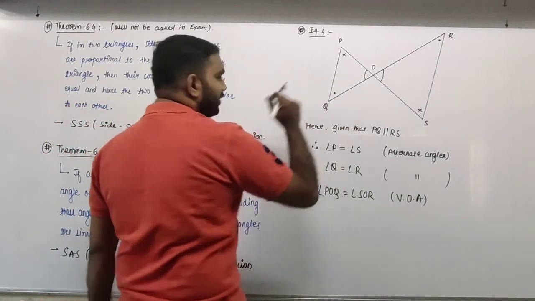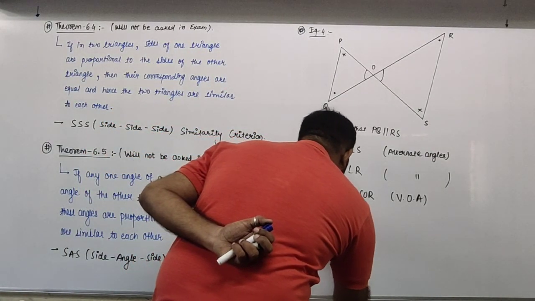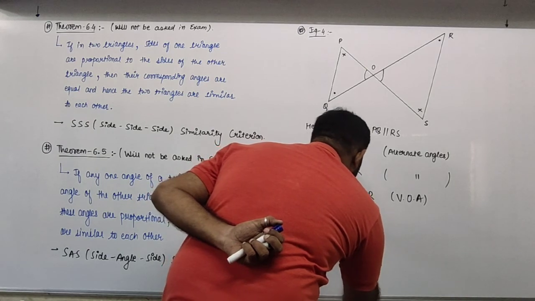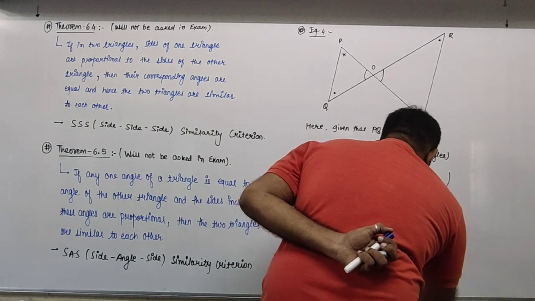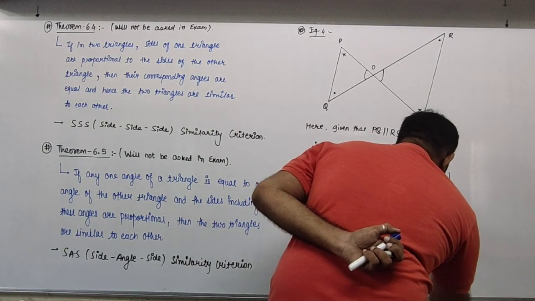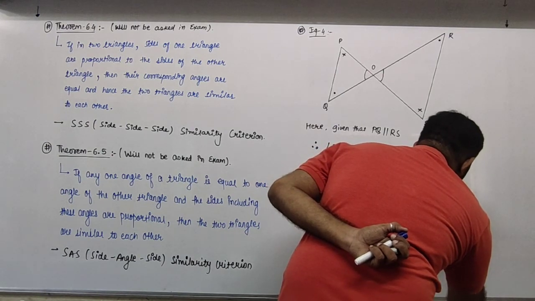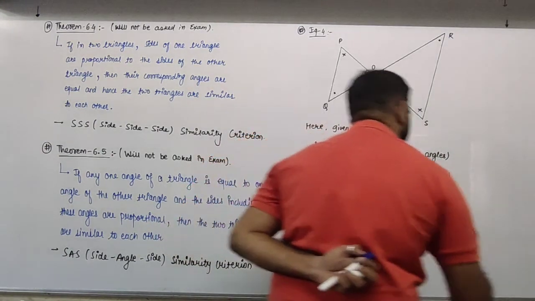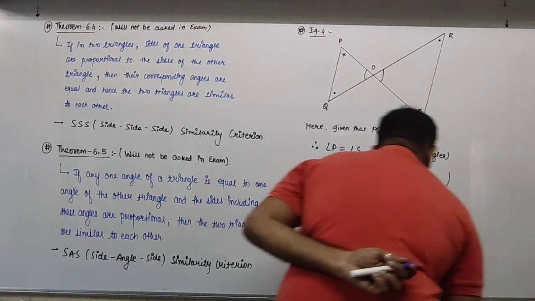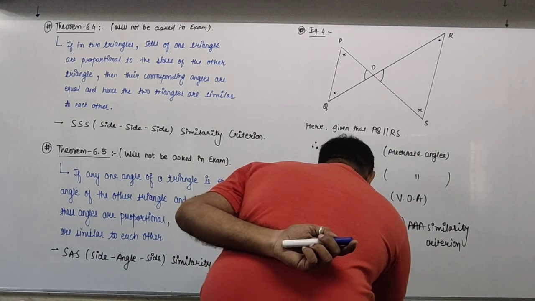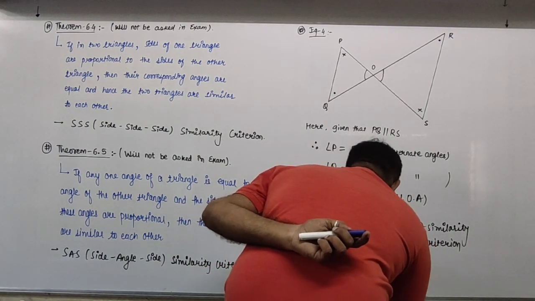If all three angles in one triangle are equal to those of the other, therefore by theorem 6.3 or AAA similarity criteria, triangle POQ is similar to triangle SOR.